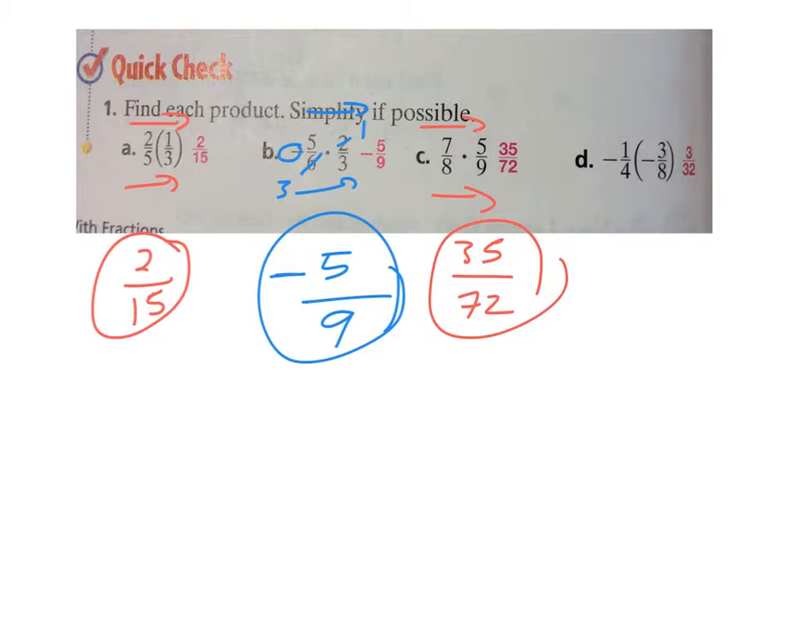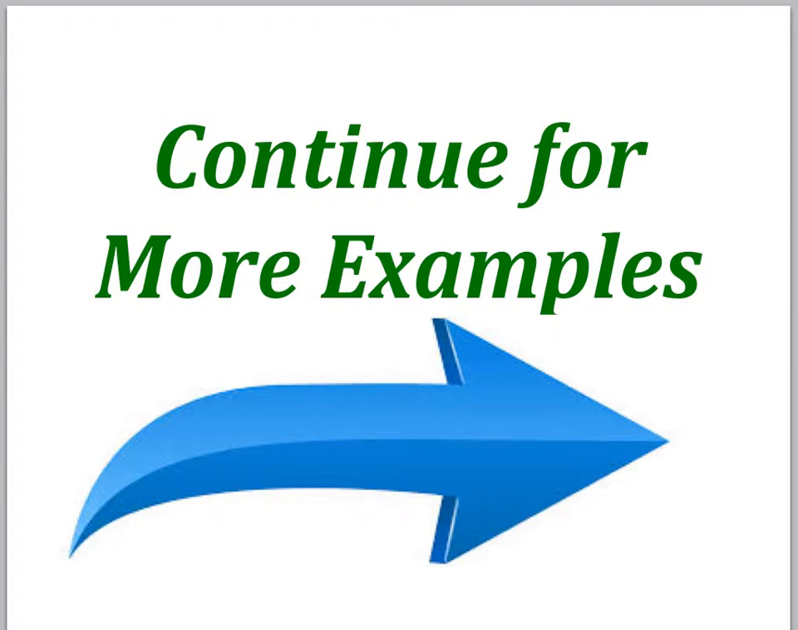And then D, negative times a negative is positive, right? So we don't have to worry about taking care of that. And nothing to cross cancel. So 1 times 3 is 3. 4 times 8 is 32. So there's your answer for D. All right, continue watching for another example from me.